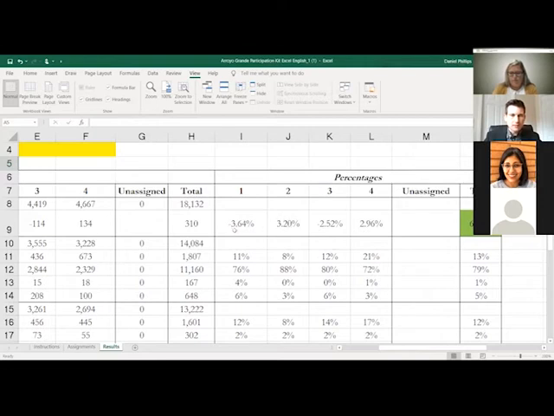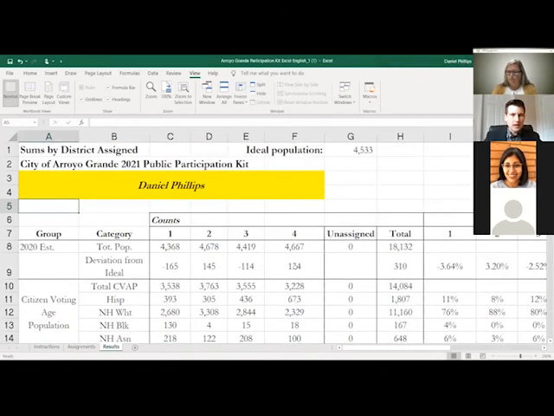So that would be essentially 3.64 plus 3.20, and that's 6.84. And you'll see that is in green because that is considered population balanced. Anything that is under 10% is considered population balanced. So this would be a good population balanced map. Now, it may not be good when it comes to satisfying the other criteria, but just for the purposes of demonstration, in this case, it's a good one for the population concern.